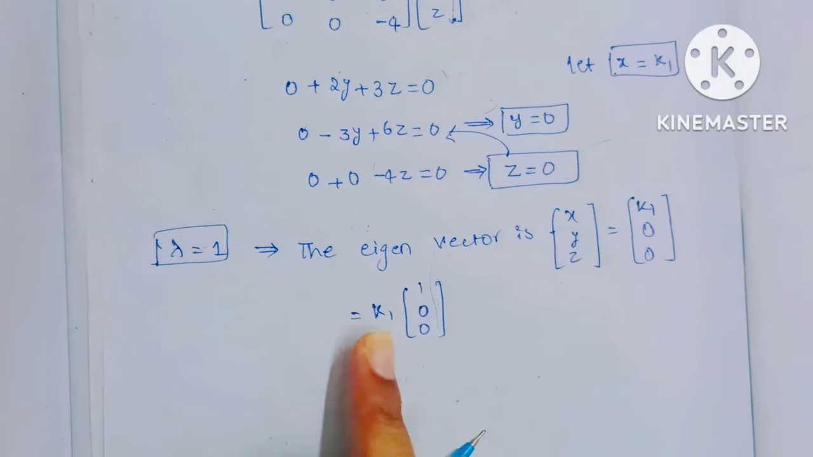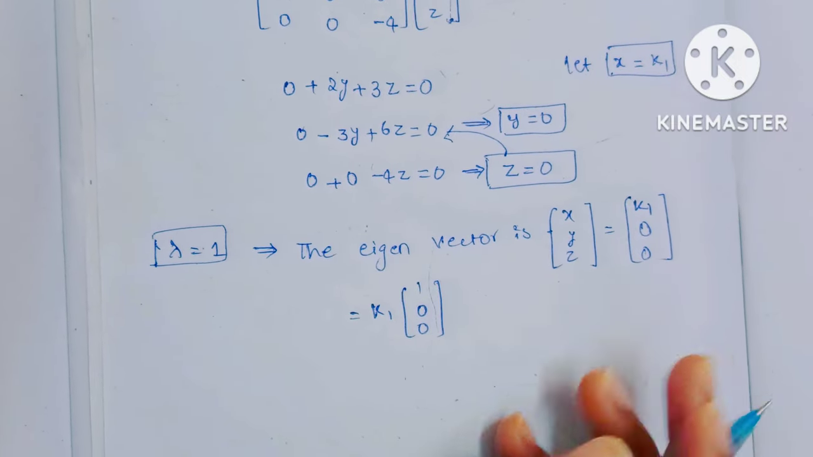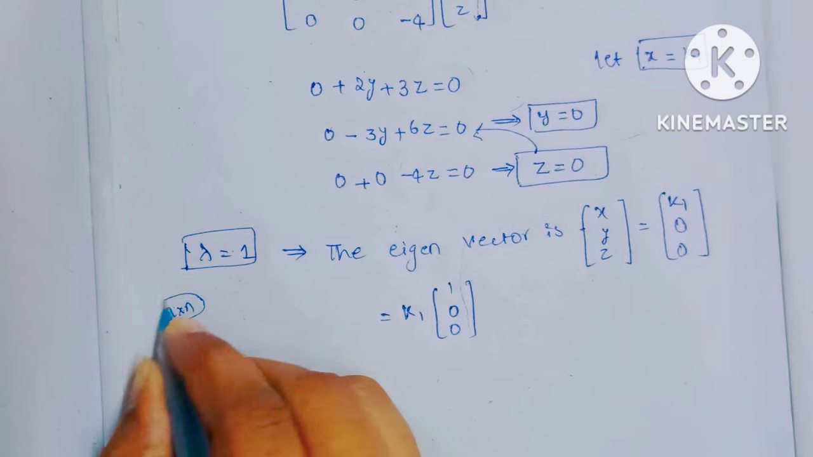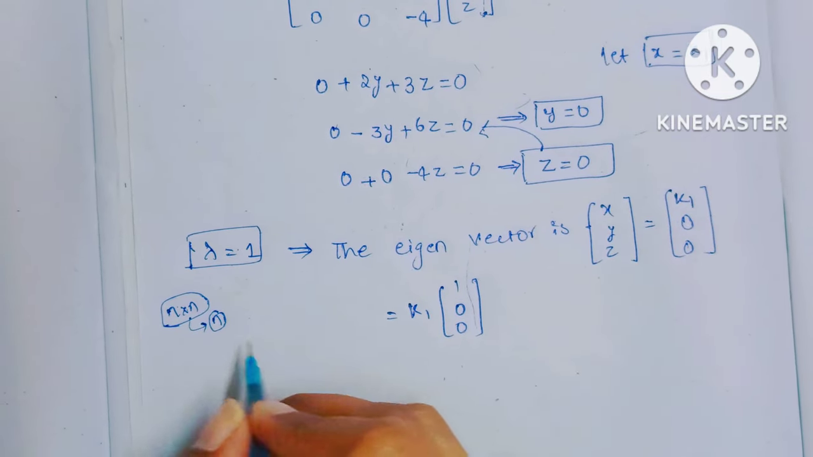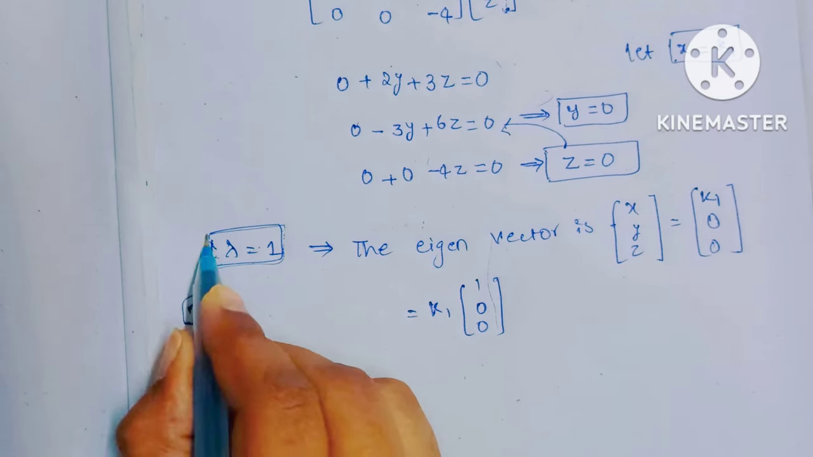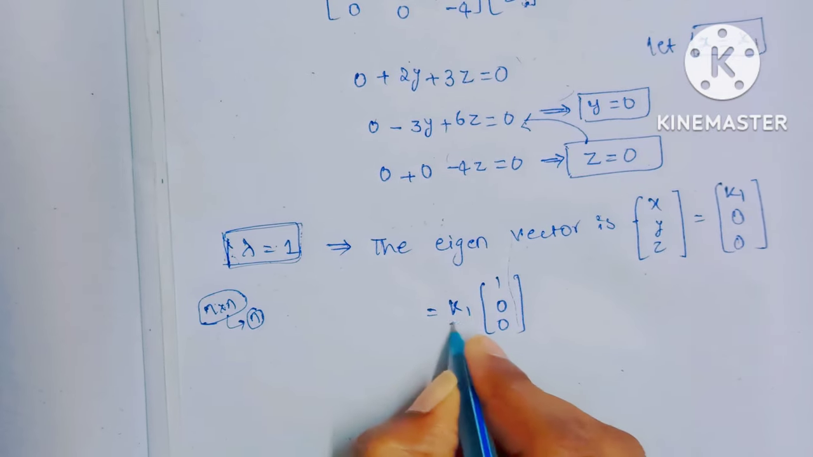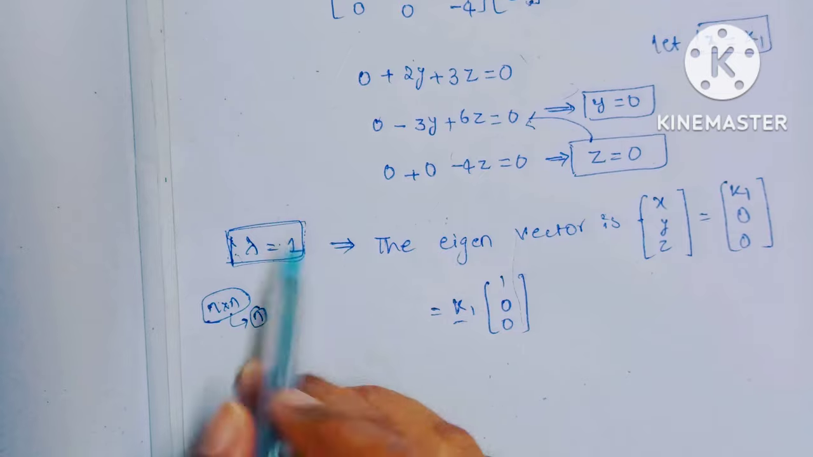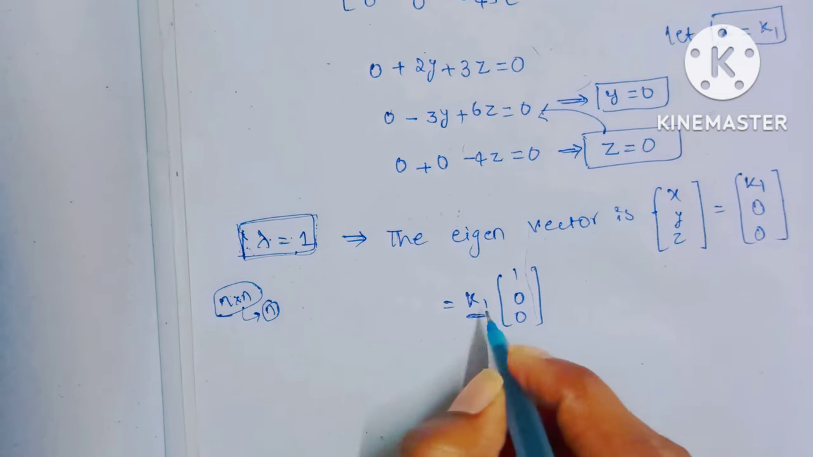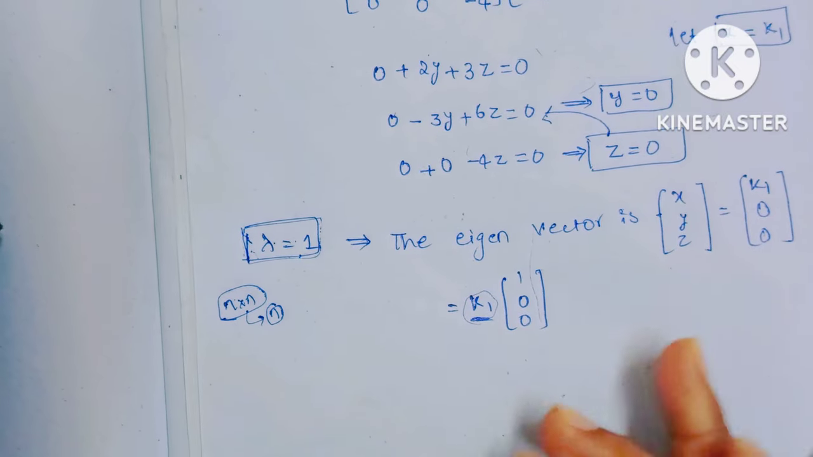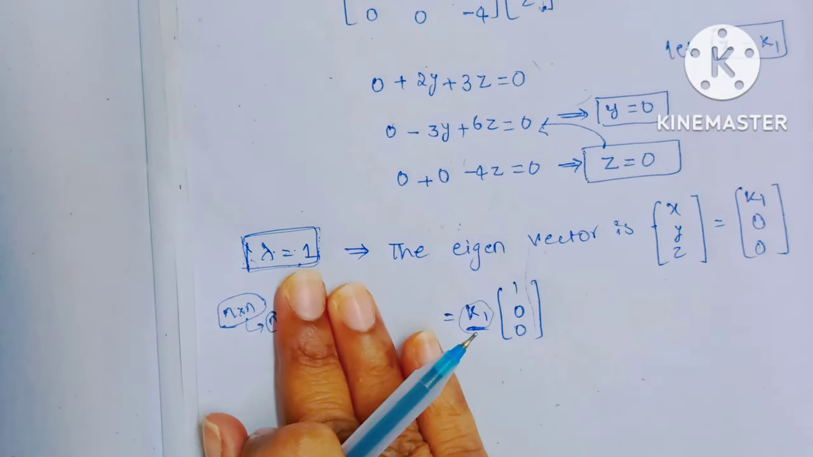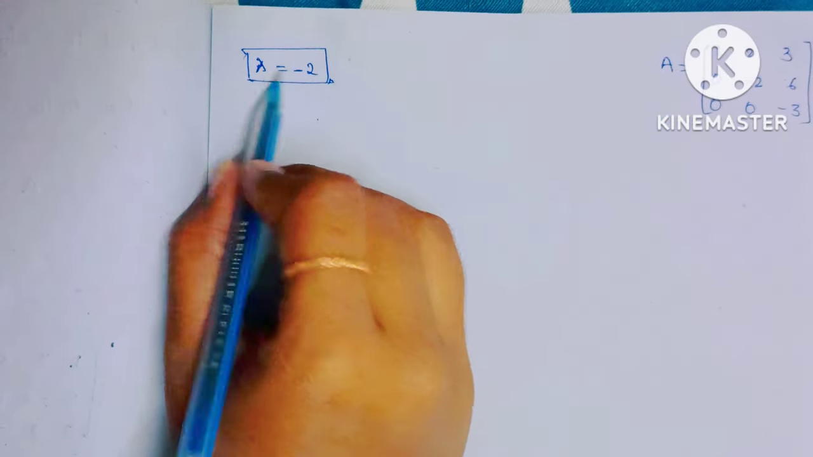In the comments, I am observing the question of why we are taking k1, k2, k3 like that. The eigenvalues are limited: if we take an n by n matrix, then n eigenvalues are possible, but there is an infinite number of eigenvectors for a single given eigenvalue. So I am taking k1, which can be 1, 2, 3, any value. For lambda equal to 1, there are infinitely many eigenvectors, depending on the k1 value only. So we can write it like this also. This is the correct procedure to find the eigenvectors for a given eigenvalue. Now for lambda equal to 1 we have found it, so let us find the eigenvectors for lambda equal to minus 2.